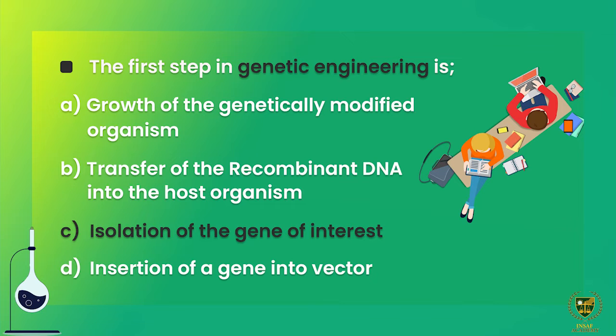by using some enzymes which are called endonucleases or restriction endonucleases, which are used to cut the DNA at a specific site. And delta option is insertion of a gene into vectors, so that was the second step. So the first step is Charlie, that is isolation of gene of interest. That is the answer of our question.